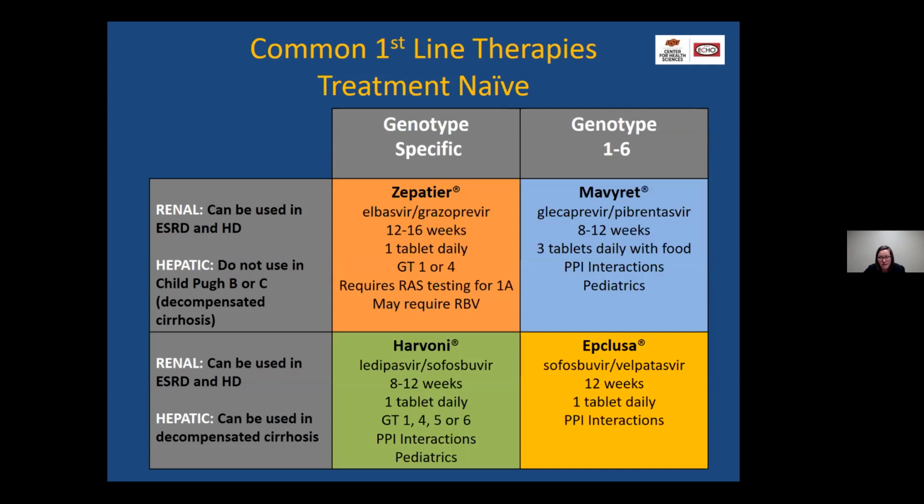So if you haven't looked at hepatitis medications in a while, this might be new information for you, because in the past, Harvoni and Epclusa were not approved for GFR less than 30 or for patients on dialysis. However, now we can use that, so that's been really great. And they can be used in all levels of cirrhosis, even decompensated cirrhosis.